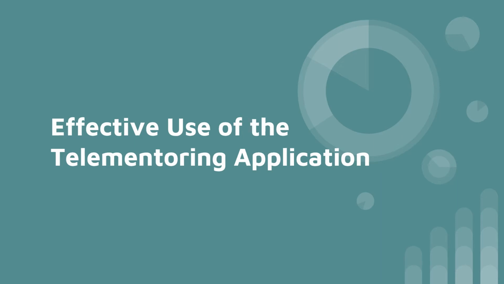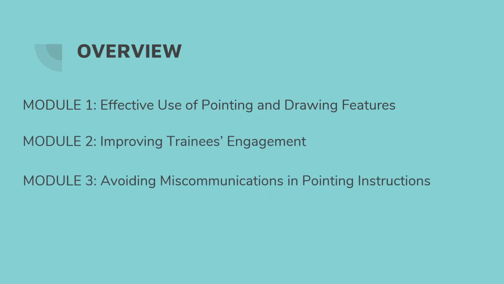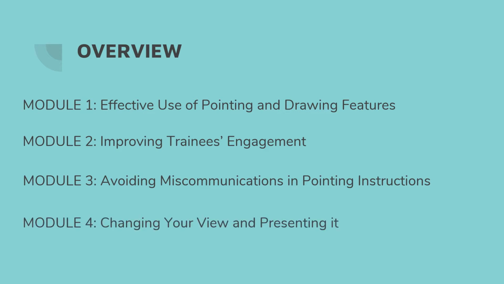Welcome to the training on effective use of the telementoring application. In this video, we go through 4 main modules. The first module is the effective use of pointing and drawing features. The second is improving trainees' engagement. The third module is avoiding miscommunications in pointing instructions. And the fourth module is changing the view and presenting it.